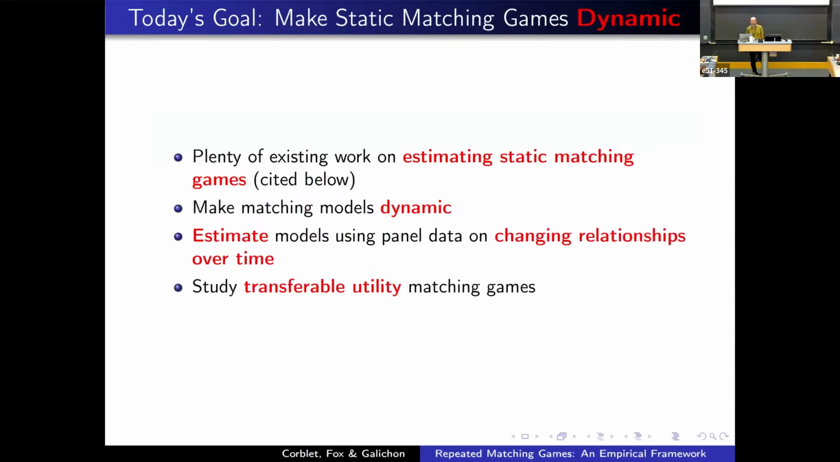Yes. Okay, so the goal today is going to be to make some existing static matching games dynamic. So I contributed to estimating static matching games. Other people in the room have, and what we're going to try to do is make these models, or some subset of them, dynamic. And the more practical goal is to estimate models using panel data on changing relationships over time. Today, we're specifically going to be studying transfer utility matching games. If you don't know what that is, it should become clear.